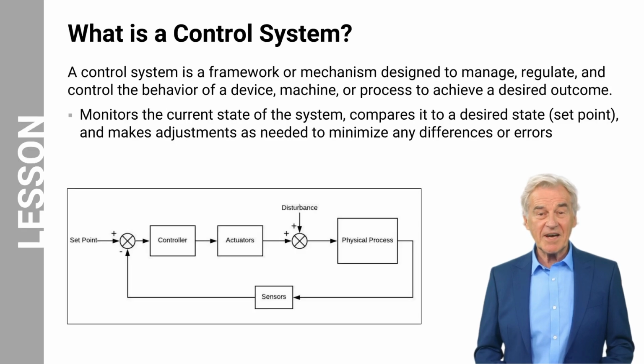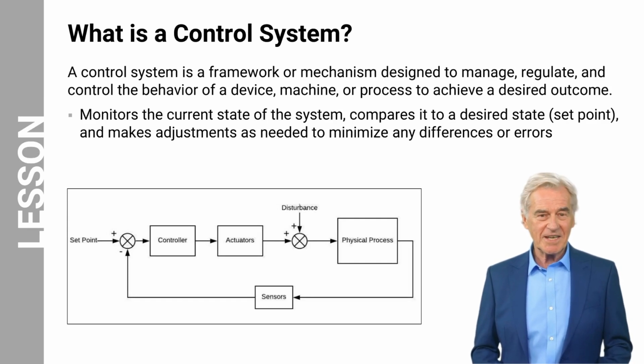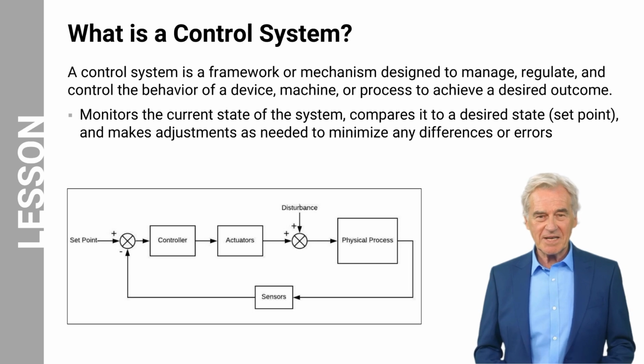Let us start by defining a control system. A control system is a framework or mechanism designed to manage, regulate, and control the behavior of a device, machine, or process to achieve a desired outcome. It works by monitoring the current state of the system, comparing it to a desired state, known as a set point, and making adjustments as needed to minimize any differences or errors.